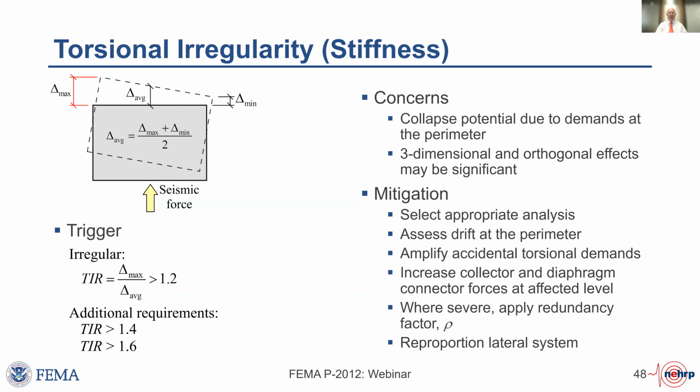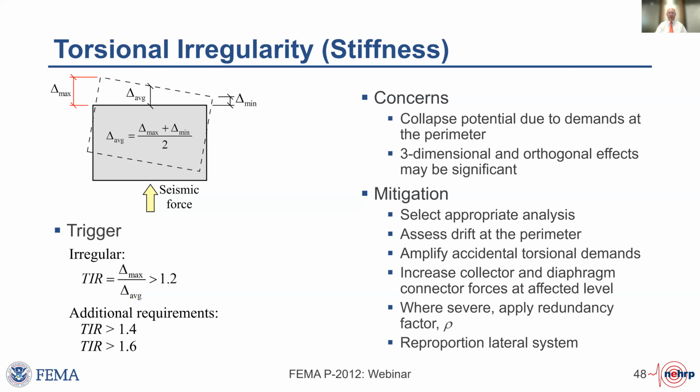What can we do to fix the problem if we identify it? Well, first, we need to make sure we have the right kind of analysis method to find the problem. We need to make sure that we're checking the drift at the perimeter of the building. We need to amplify those torsional responses, make sure that our design, which is, remember, with an R factor greater than 1, that means the problems could get worse as it deforms inelastically. So let's amplify the results.